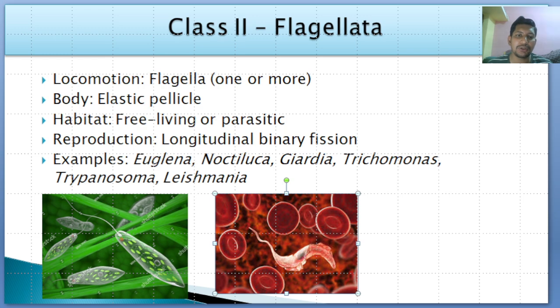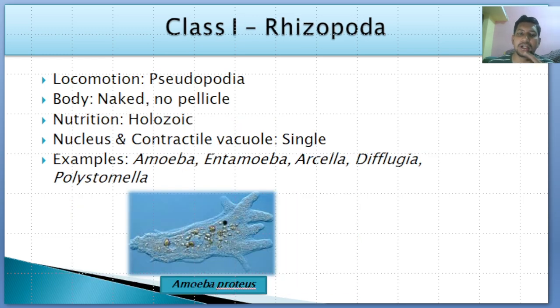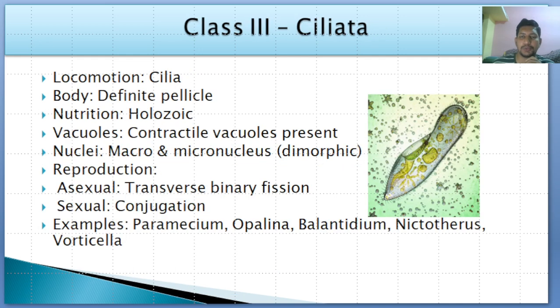So you can ask me one question, sir, what about the Rhizopoda? What type of reproduction happens here? So here irregular binary fission takes place. Irregular binary fission is another character of class Rhizopoda.